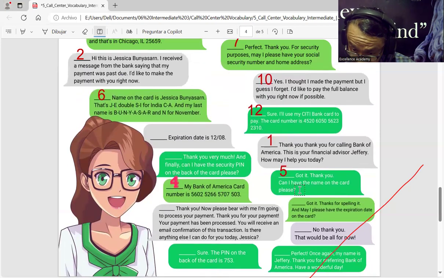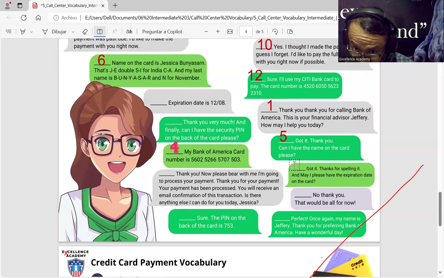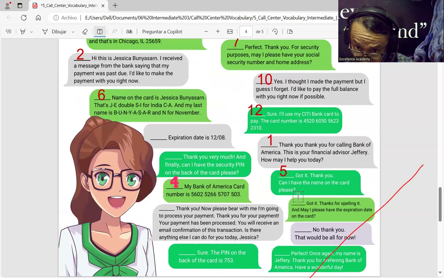Okay, I think we've got to ask for the expiration date. Oh wait, hold on, this 5 needs to go down here. Got it, thank you for spelling that. Here, we're good. 13. It says, got it, thanks for spelling it, and may I please have your expiration date on the card.